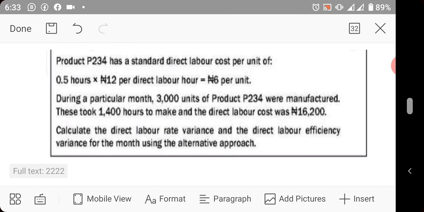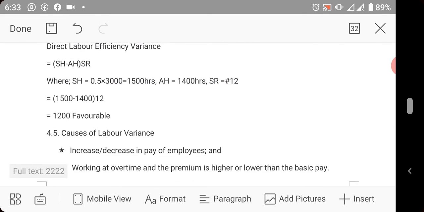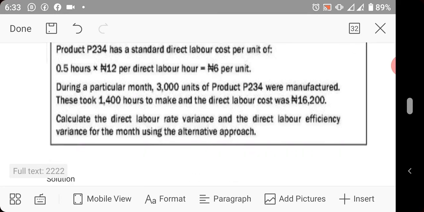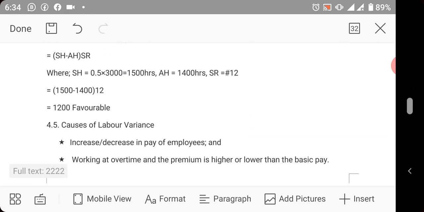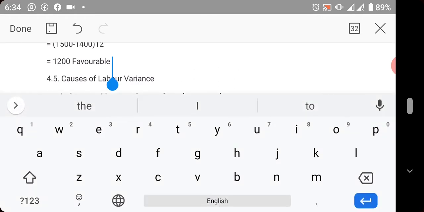I hope you can see it. During a particular month, 3,000 units of finished goods were produced. So we come back and multiply, and have 1,500 hours. Actual hour was 1,400, given to us in the question. It took 1,400 hours, so it's actual. So we multiply by the standard rate, which is 12 naira. This will give us 1,200 naira, and it's favorable.